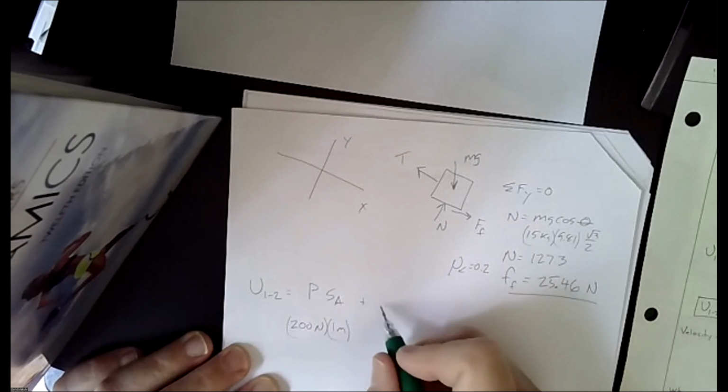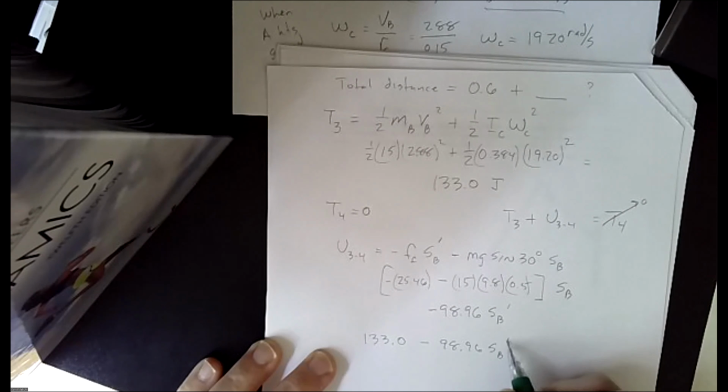So we can then say 133.0 minus 98.96 SB prime all equals 0 for my T3 plus U1 to 2 equals T4. All right. So a lot of steps, took us a while to do that one, but you can see hopefully that it's actually pretty systematic in the solving. There's nothing really super secret to it. It just requires good consistent work throughout the problem.